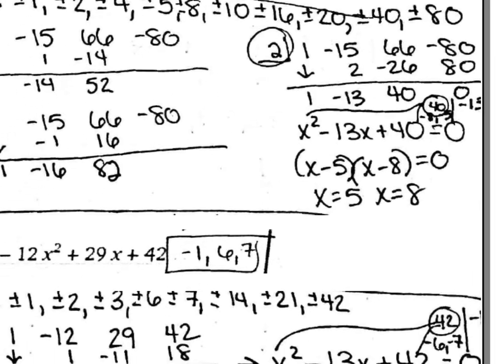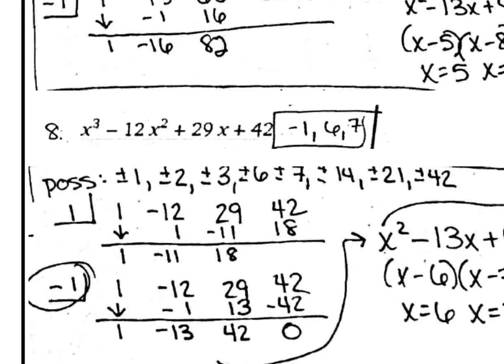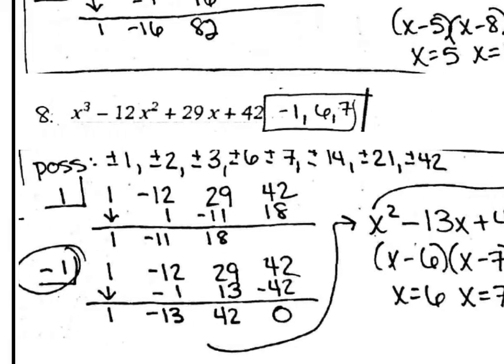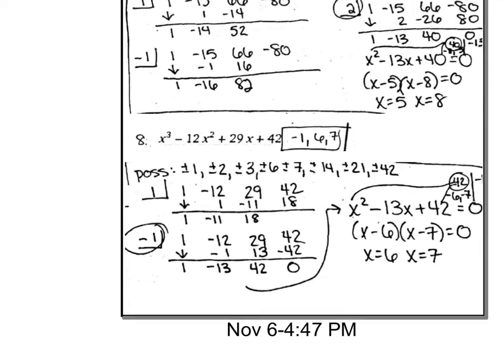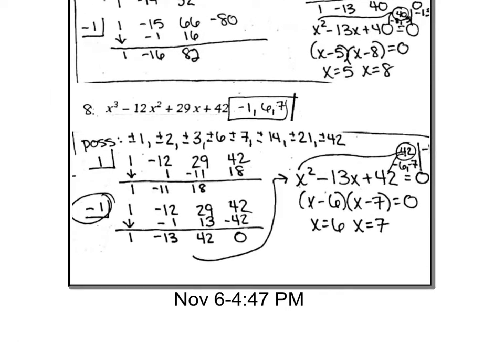The very last one, number 8, your answers were negative 1, 6, and 7. Negative 1 is the one that came from synthetic division. And then your trinomial that was left was x squared minus 13x plus 42. The factors were negative 6 and negative 7, which means our answers are positive 6 and positive 7.